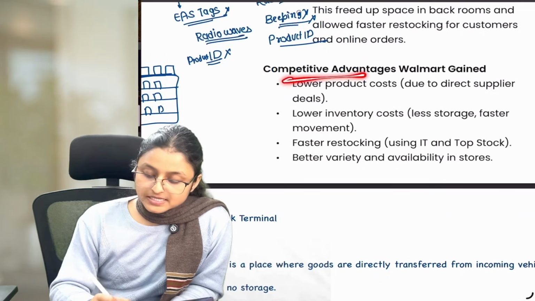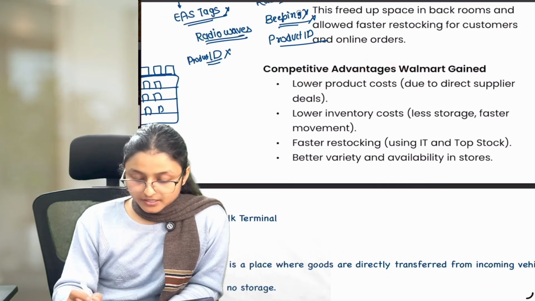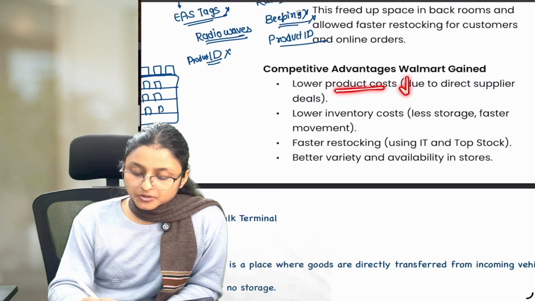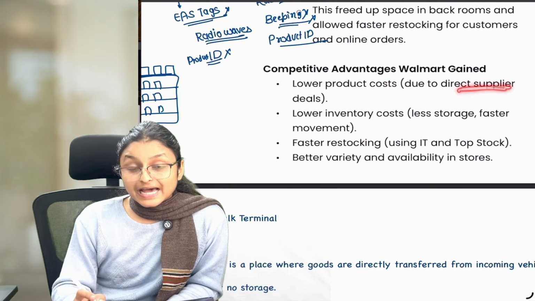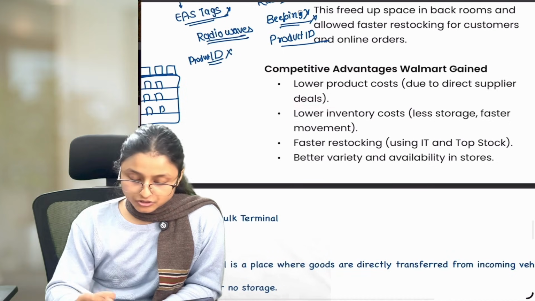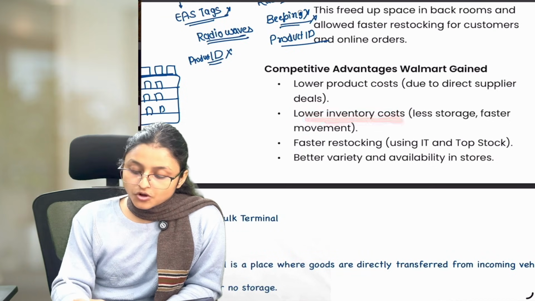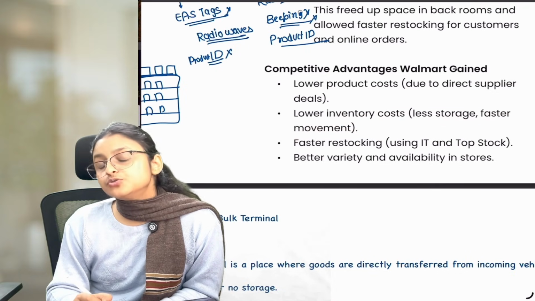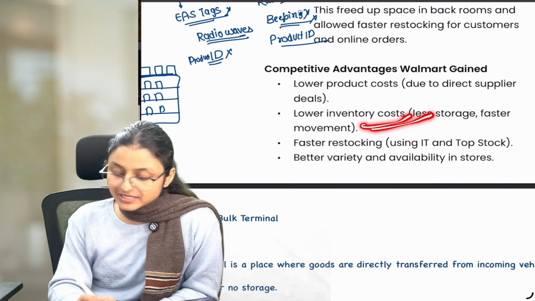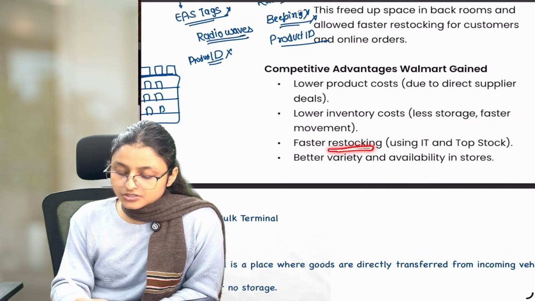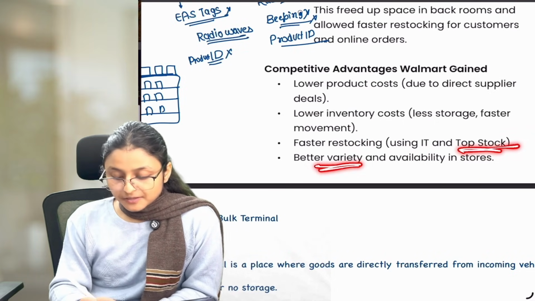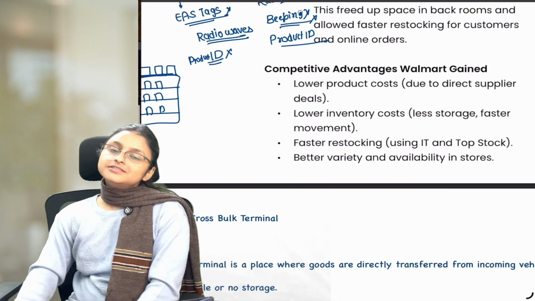Done. Next is the competitive advantage Walmart gained. With the help of these systems, Walmart was able to lower the product cost as they are buying directly from the suppliers or the manufacturers. Lower inventory cost because the storage is less, faster movement is there, and they have used a lot of information technology for maintaining inventory. Faster restocking with the help of inventory technology and the top stock system. Better variety and availability in stores.